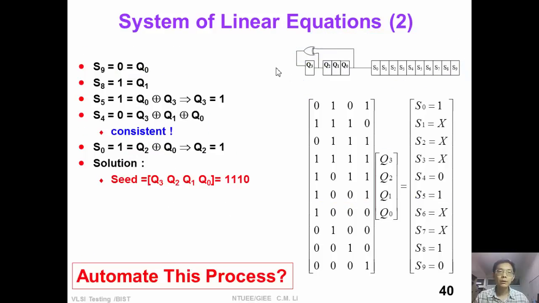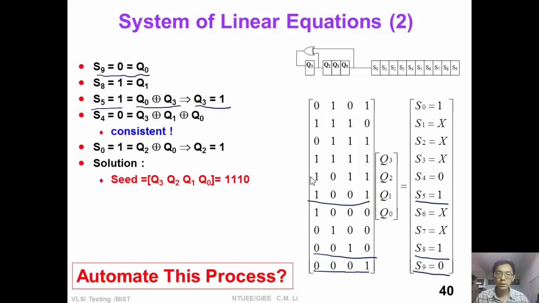So, how can we solve these linear equation systems? Starting from the last equation, we can see easily that Q0 is actually equal to S9, which is 0. Q1 is actually equal to S8, which is 1. And we can also see that for this equation, S5 is equal to 1, which is Q0 inclusive-or Q3. Since we already know Q0 is 0, Q3 must be 1.